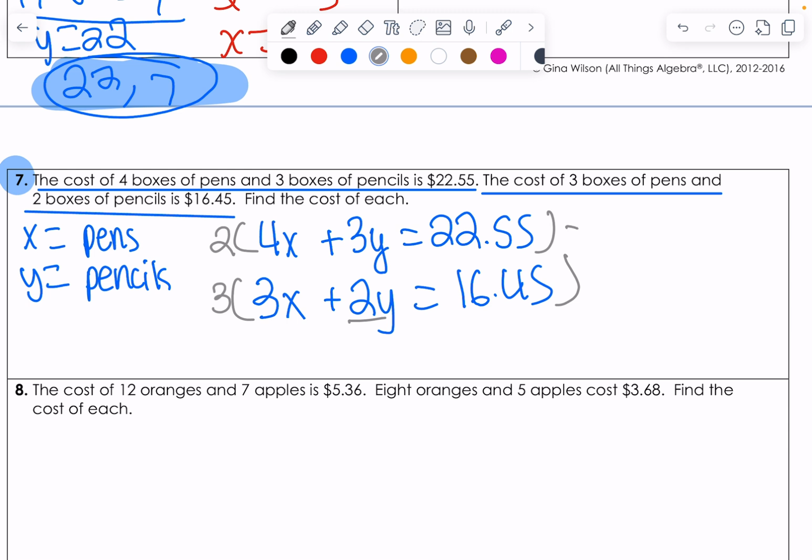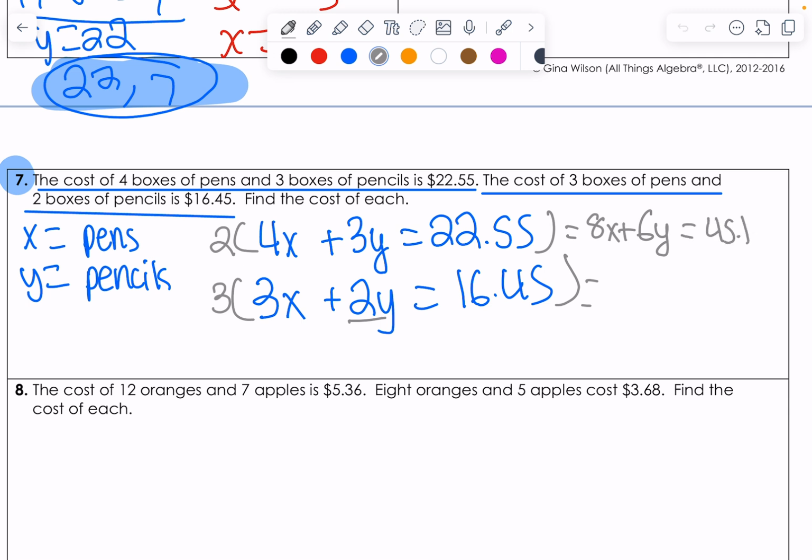I'm going to start distributing this 2. Let's simplify our equations first. 2 times 4x is going to be an 8x. 2 times 3y is going to be a 6y. And then 2 times 22.55, I'm going to pull up Desmos here. 2 times 22.55, again, you could use your calculator, should give me 45.1.